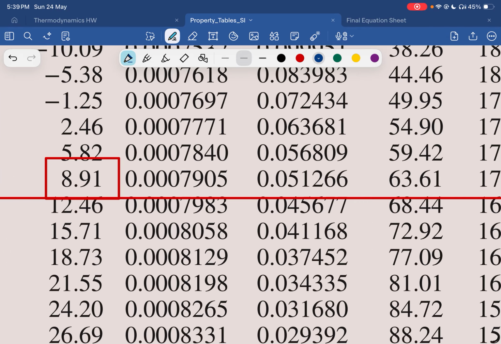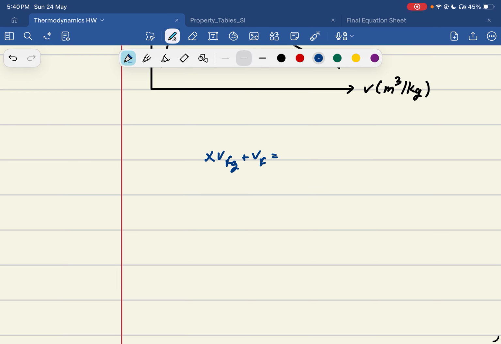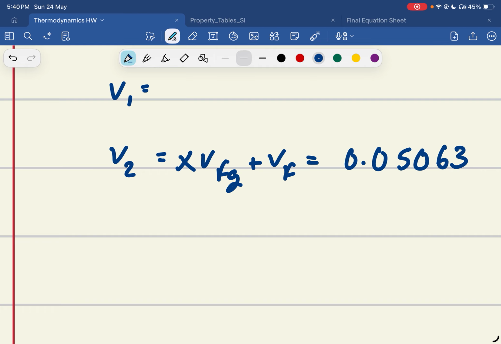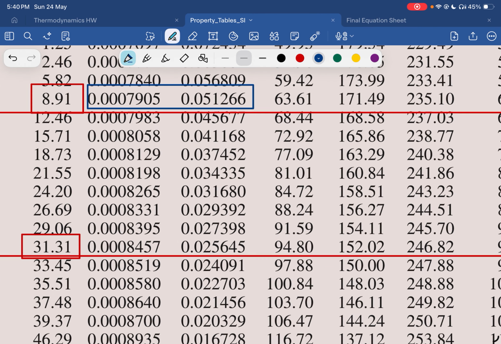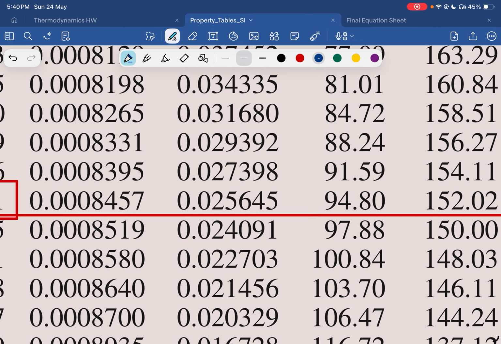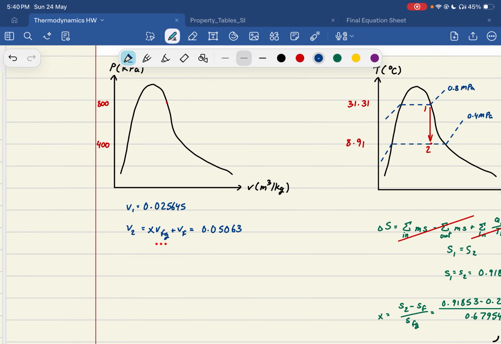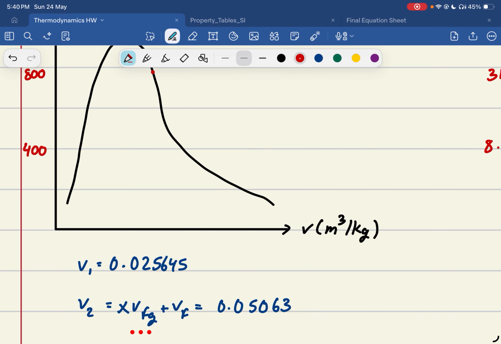And to find our specific volume, we just do x times v of fg plus v of f, from the tables: 0.051266 minus 0.000790, plus 0.007905. So that should be 0.05063. That is for V2. V1 equals 0.025645. So I know V2 is larger than V1.